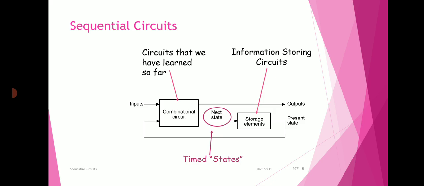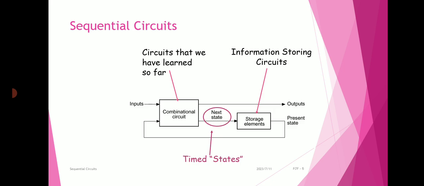Here we can see the sequential circuit diagram. This sequential circuit contains the information storing circuits. It is used for storing and using previous state information to determine the next state. This is the main thing here. It is commonly used in digital systems for implementing state machines, timers, counters, and memory elements. The essential components in digital system design are the combinational circuit and storage elements.